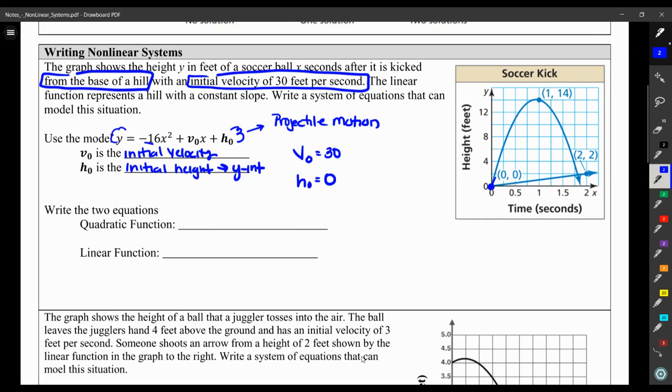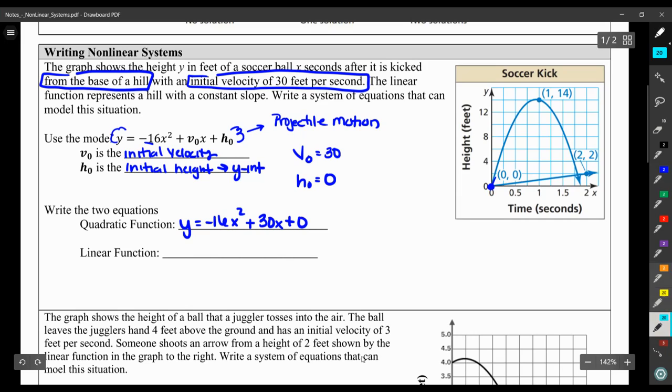To write this quadratic equation, we're going to substitute the values of v sub 0 and h sub 0. So we have y equals negative 16x squared plus v, which is the velocity, so 30x, plus the height, which is 0. Since the height is 0, we don't technically need to keep it in the problem, so we can simplify this down to y equals negative 16x squared plus 30x for the quadratic function.